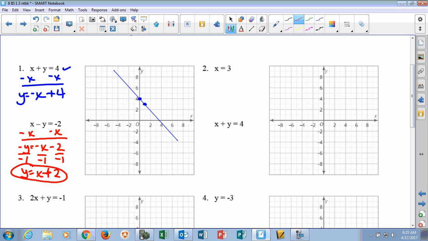Remember, I had to do it for every term. What you do to the left side, I have to do to the right side. So whether I divided it or multiplied it, same thing. Okay? So I get y equals x plus 2.